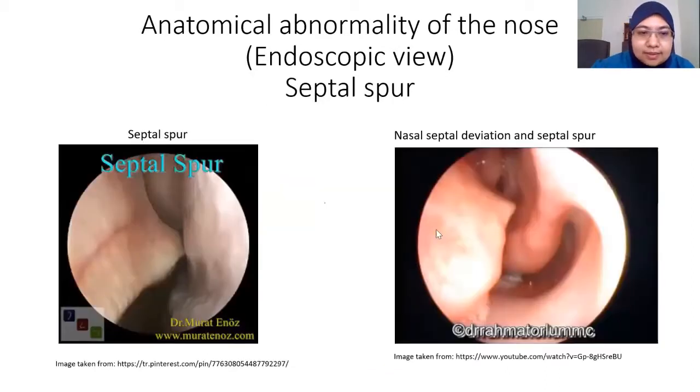Okay, this is another abnormality, a deviated nasal septum with a spur. Spur is this sharpened structure of the nasal septum cartilage, and usually it will be in contact with the lateral wall, with the inferior turbinate or middle turbinate. This is another picture of septal spur, this sharp part there. Okay. So of course, as you can see, there's a very small room underneath the septal spur for your swab to go in. Okay.